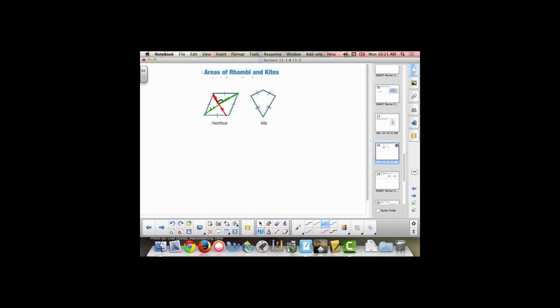So let's write that down. If I call the green diagonal D1 and the red diagonal length is D2, then the area of the triangle is 1/2 base, so 1/2 of D1 times the height, or 1/2 of D2. If we multiply that all out together, 1/2 times 1/2 times 1/2 is 1/8 D1 times D2.